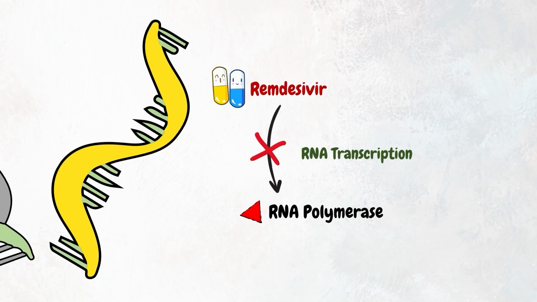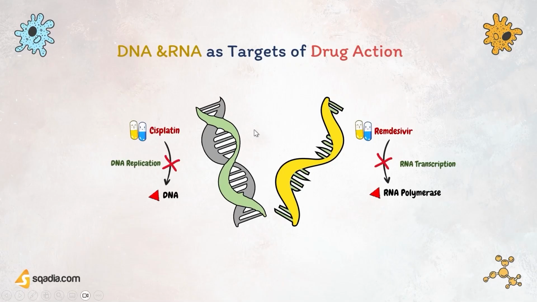Once inside the body, remdesivir is converted to an analog of adenosine triphosphate, a molecule that is essential for cellular energy metabolism. The active form of remdesivir is then incorporated into the replicating RNA strand of the virus, which interferes with the normal replication process and results in premature termination of the RNA chain. This disrupts the ability of the virus to replicate and reduces the amount of virus in the body. Now, this is RNA and DNA as targets of drug action.